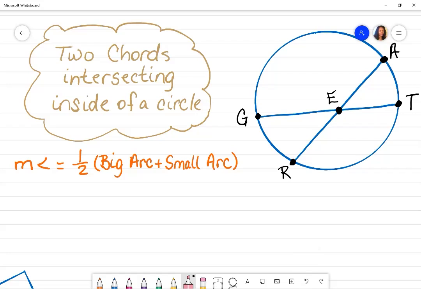Because there's more than one angle, I have to know what I'm working with. So for angle E, I have 4 different angles that can go with that. If I'm looking for angle GEA, I see that I have a vertical angle, which is the angle that's directly across from it, that is going to be congruent to it. So I could write that if I wanted to as angle GEA is going to be congruent to angle RET.